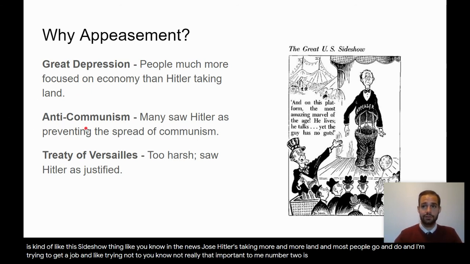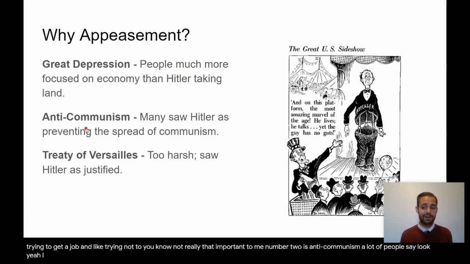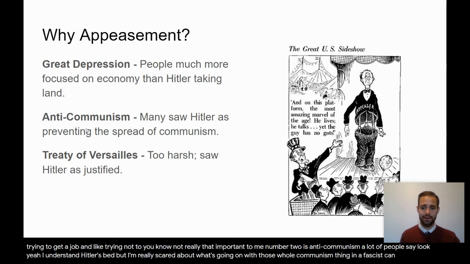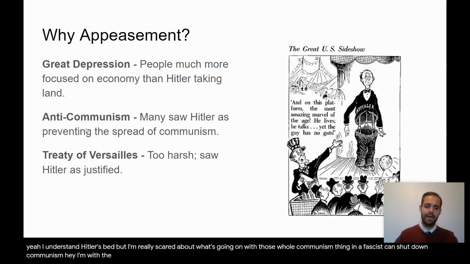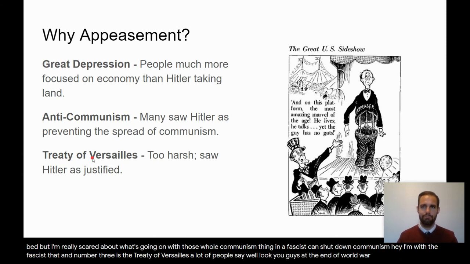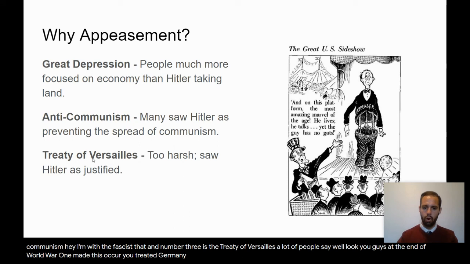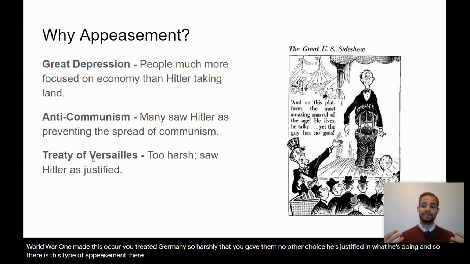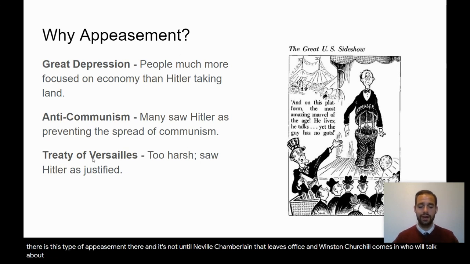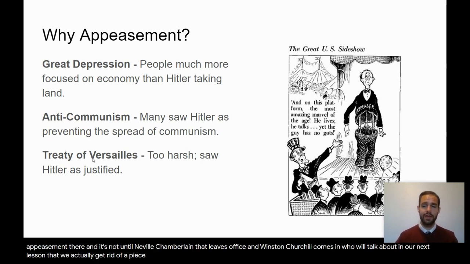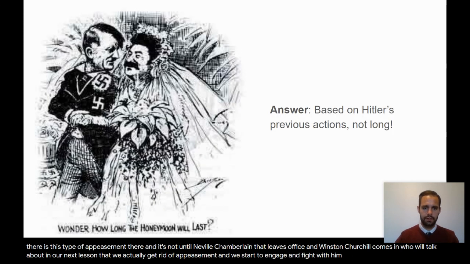Number two is anti-communism. A lot of people say, look, yeah, I understand Hitler's bad, but I'm really scared about what's going on with this whole communism thing. And if fascists can shut down communism, hey, I'm with the fascists then. And number three is the Treaty of Versailles. A lot of people say, well, look, you guys at the end of World War I made this occur. You treated Germany so harshly that you gave them no other choice. He's justified in what he's doing. And so there is this type of appeasement there. And it's not until Neville Chamberlain leaves office and Winston Churchill comes in, who we'll talk about in our next lesson, that we actually get rid of appeasement and we start to engage and fight with Adolf Hitler.